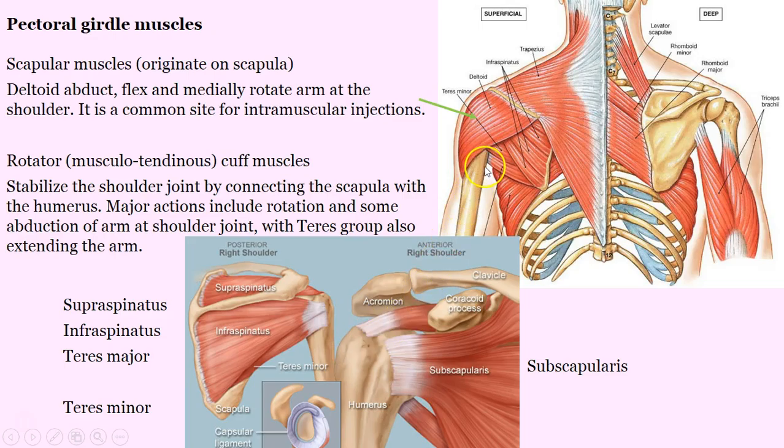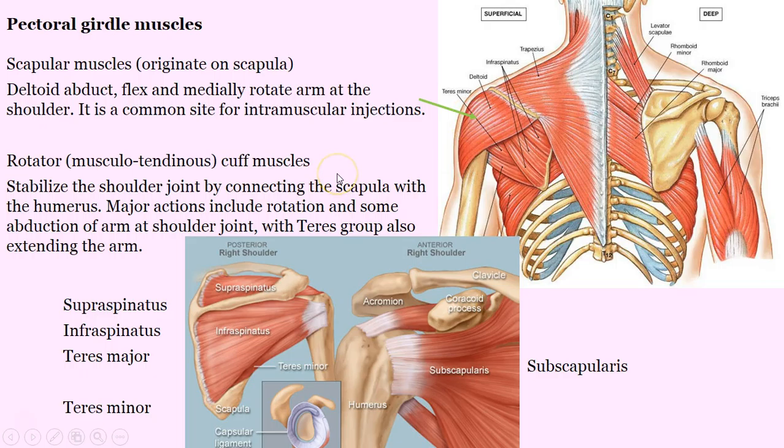The scapular muscles, they originate on the scapula, and we think of the deltoid. It's a deltoid-shaped muscle. It's going to abduct, flex, and medially rotate. So it's sort of turning inwards and pulling away from the side of the body. A common site for intramuscular injections, of course.